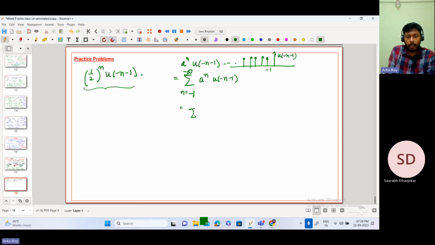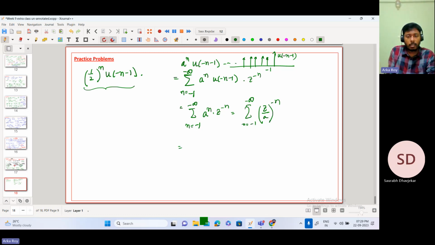Given this, obviously there will be z to the power minus n, so n equals minus 1 to minus infinity. And because u of minus n minus 1 has amplitudes of 1, I can just ignore it. That means multiplication with 1, I have already done it. So z to the power minus n over here, n equals minus 1 to minus infinity, and then z upon a, and then I can take a to the power minus n over here.